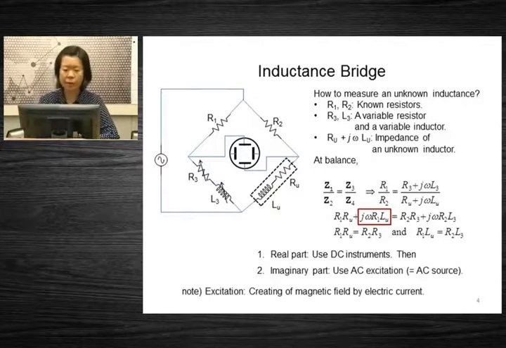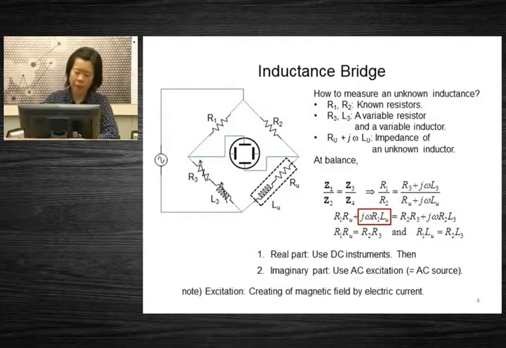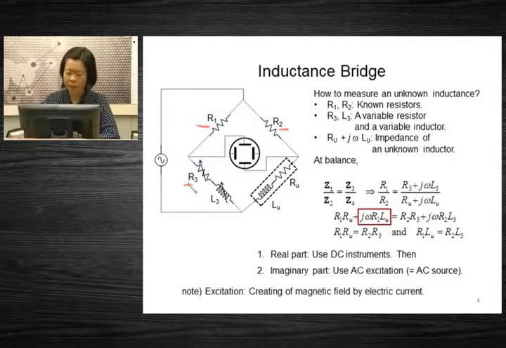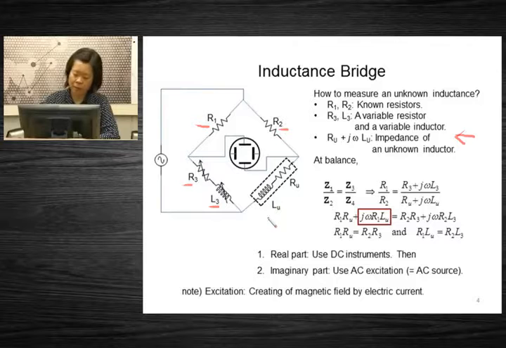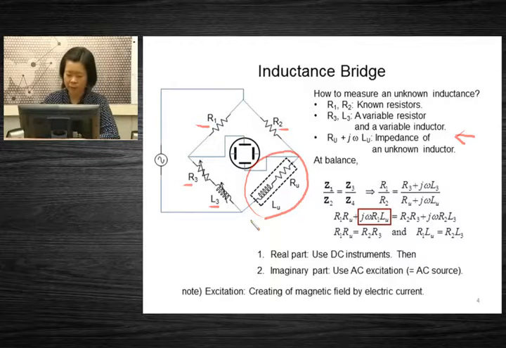So first example, inductance bridge. We have known resistance values R1, R2. We have a variable resistor R3, and we have a variable inductor L3. However, the impedance of this arm is unknown. We know that it consists of a coil, and also it may have some internal resistance, Ru. So we have to measure Lu and Ru.